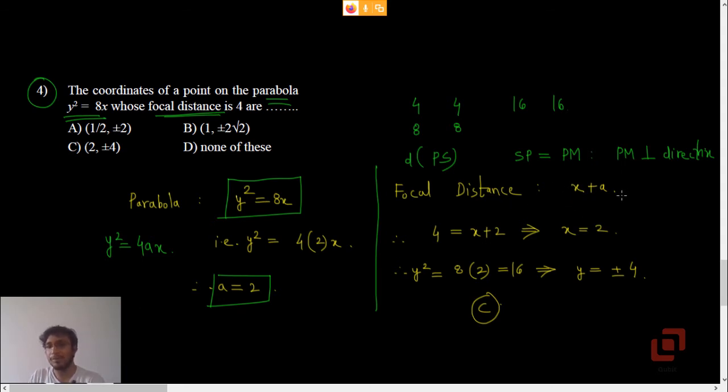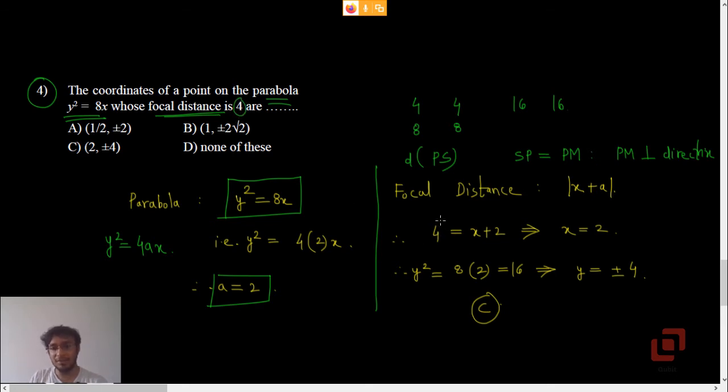Focal distance is x plus a, or in some cases they also write mod, just to make sure that focal distance is non-negative, or positive, because focal distance is never 0. So if it is mod of x plus a, we can now use this formula because we already know the focal distance, that is 4.